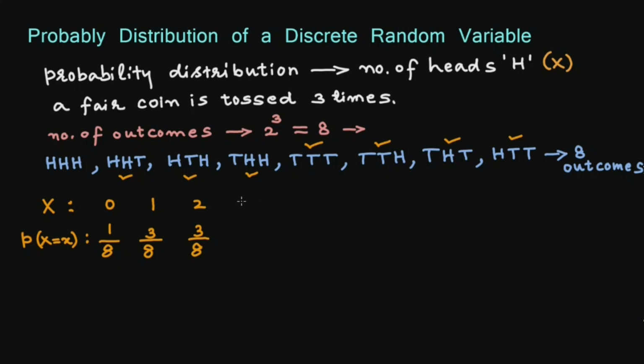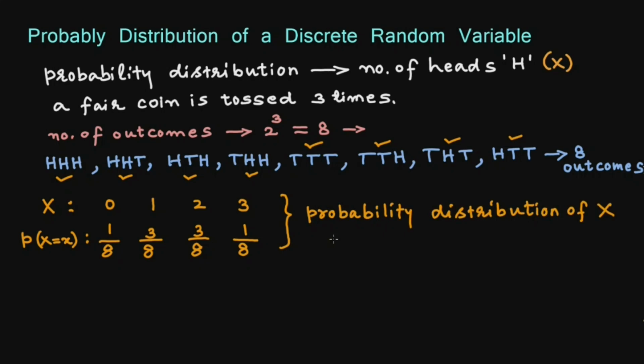And finally, for 3 heads, we have just one outcome here. So its probability will be 1 upon total number of outcomes 8, that is 1 by 8. So this is the probability distribution of x.